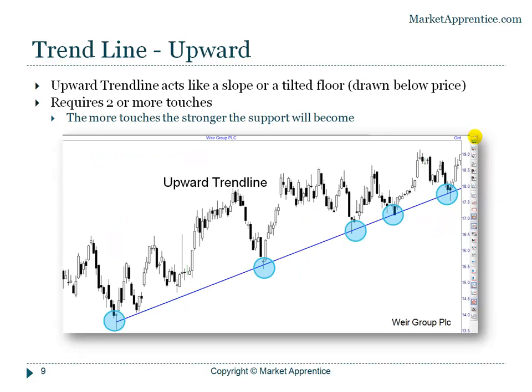In front of you is Wire Group PLC on the daily chart. As you can see, we have drawn a few touches, but looking back in time, the first touch would have happened around here. Moving to the center of the chart, this is the second touch. Now that we have 2 touches, the trend line becomes valid.